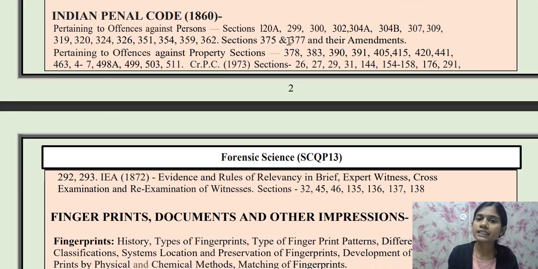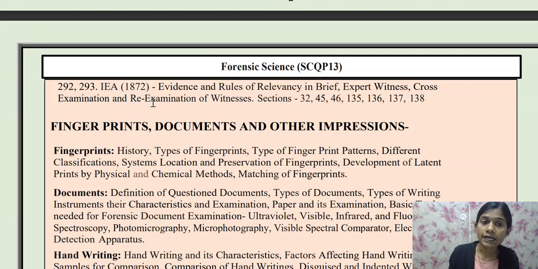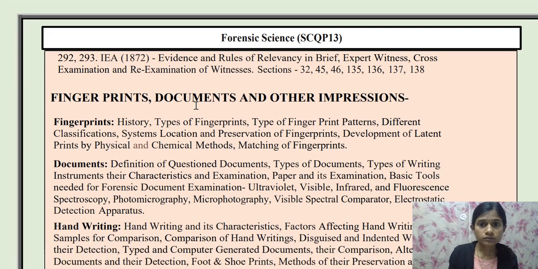Yes, 375 and 377. 375 IPC is related to rape, and it defines rape, only the definition of rape. Then 377 is related to sexual assault related crimes. Then other crimes, the sections against property, which include all these. Next, they also added IEA, the Indian Evidence Act 1872, different sections.